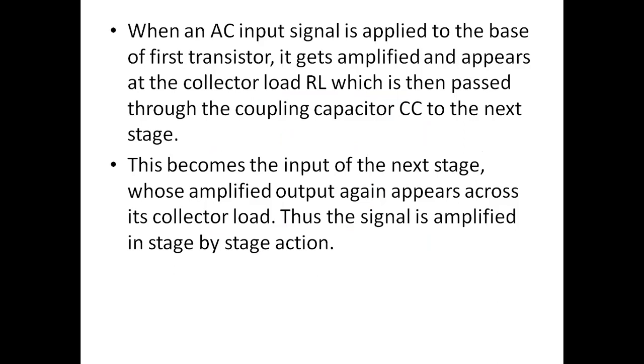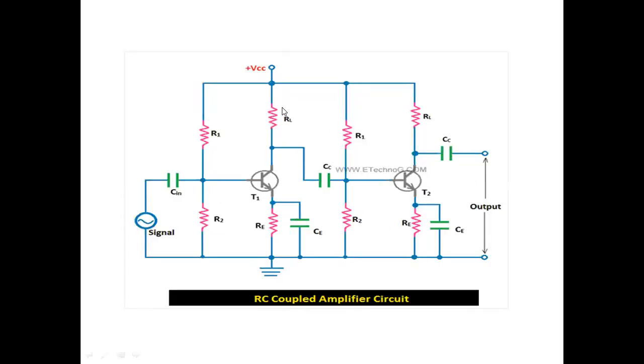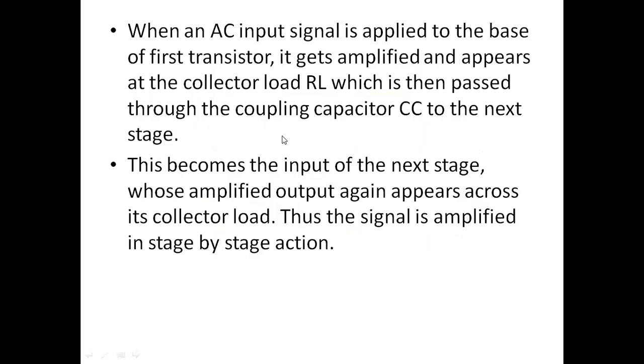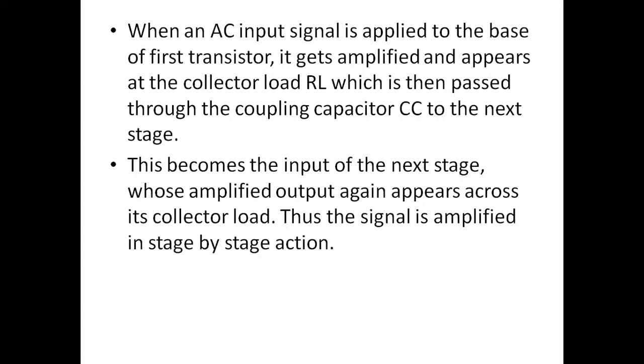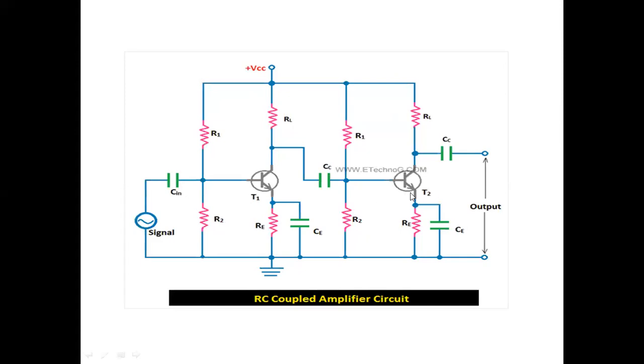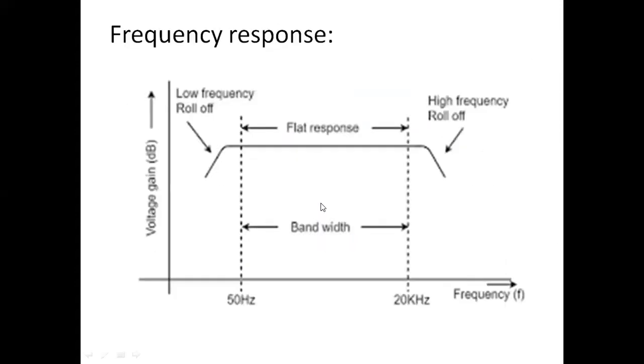That means the signal appears at the first stage, across the load resistance RL, which is then passed through the coupling capacitor. If there is any DC content present in that signal, that DC content will be blocked by the capacitor CC, and this becomes the input of the next stage. That will be amplified again by the second transistor. Thus the signal is amplified stage by stage, and the DC content will be blocked by the capacitor CC. And next, coming to the frequency response.